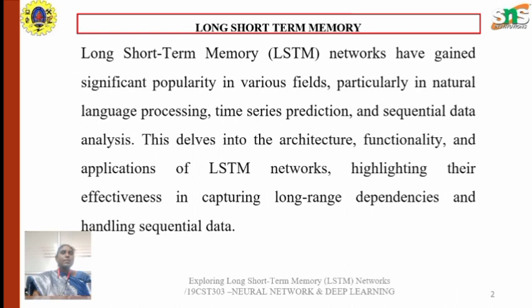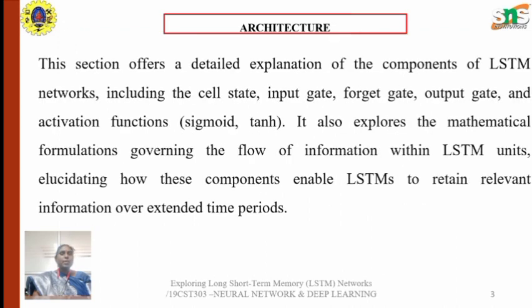The architecture of an LSTM network consists of a memory cell and three gating mechanisms: the input gate, the forget gate, and the output gate. These gates control the flow of information into and out of the memory cells, allowing the LSTM to selectively retain or discard information over time. The memory cell is the core component of an LSTM. It retains information over time by maintaining a cell state, which can be updated and modified through the gating mechanisms.